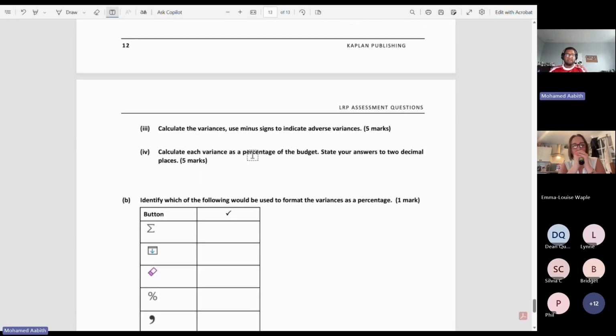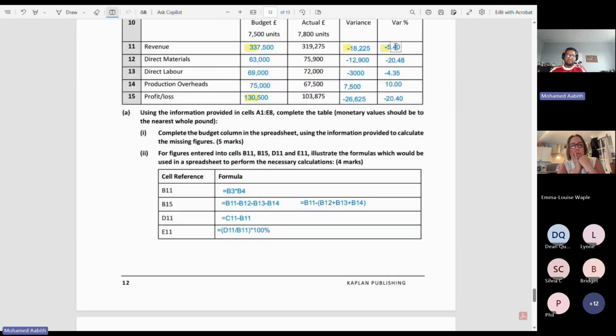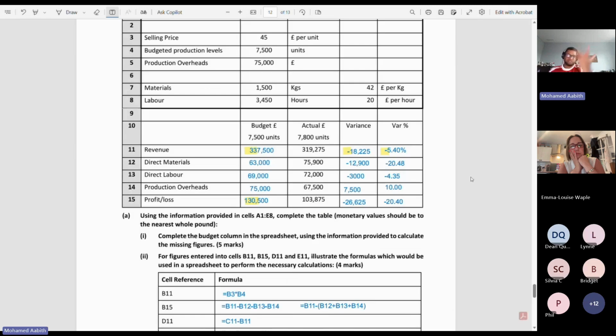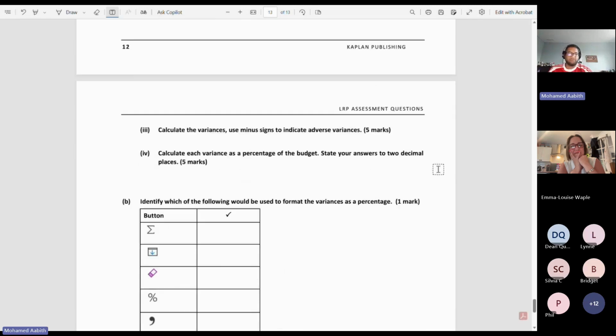And yeah, they didn't say as a percentage of the budget. Okay, calculate the variance as a percentage of the budget. You know what, for safety, I'm going to put the percentage on all of them. Okay, so I'll put the percentage and then it's fine. I should have done it for all of them just to make sure.